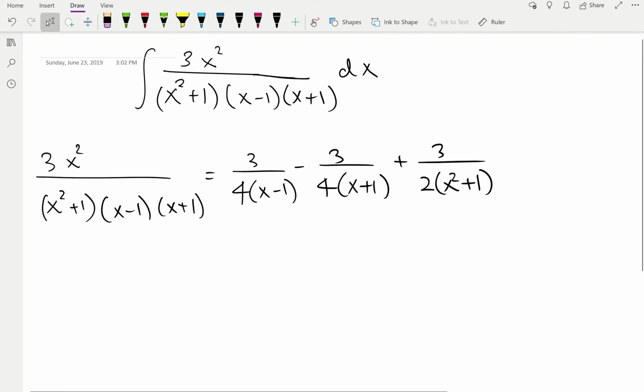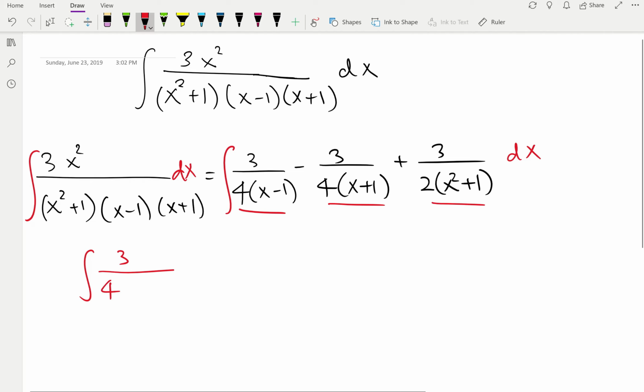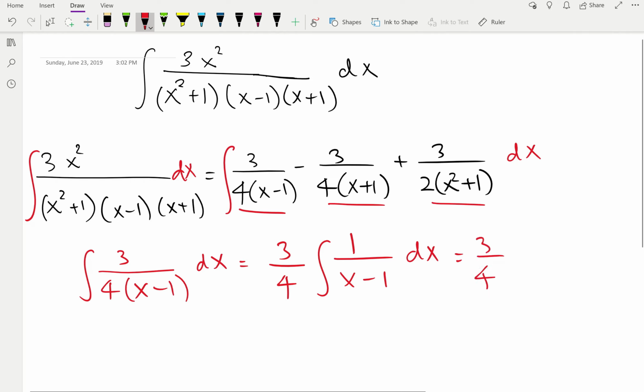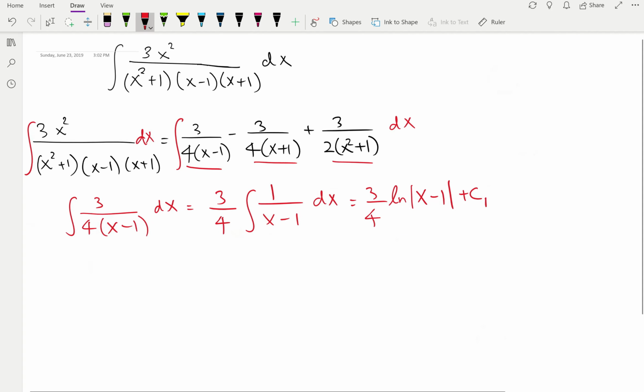Alright, so we have the decomposition. So we want to integrate the left hand side. So it's same as integrating the right hand side. So let's integrate these three terms separately. If you solve the first integral, 3 over 4 x minus 1, we can take 3 over 4 outside the integral. So we have 1 over x minus 1 to integrate, which is easy, a linear factor in the denominator, constant in the numerator. So the solution is natural log of the absolute value of x minus 1, plus an arbitrary constant, let's say c1. Okay, c1 is an arbitrary constant.